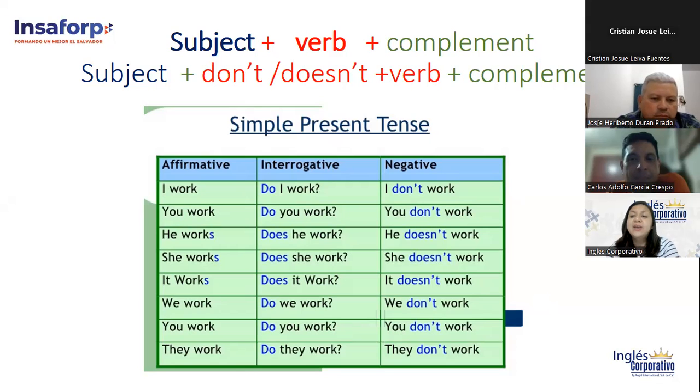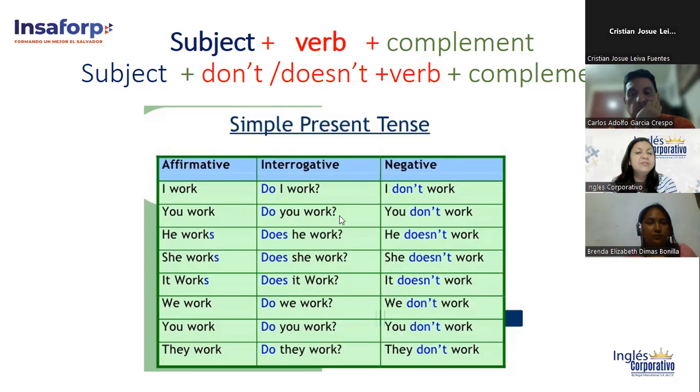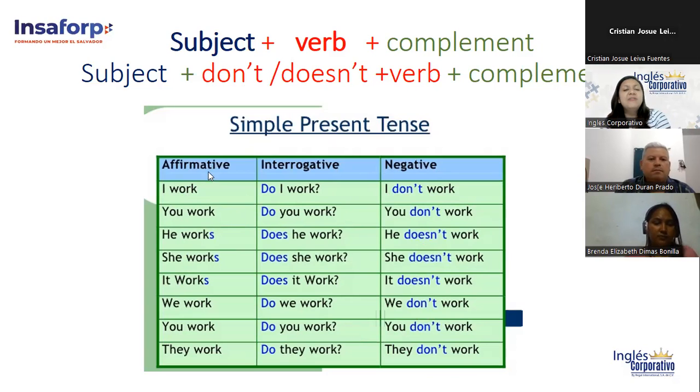Thank you, Christian. Okay, Heriberto, can you please read the negative ones? Negative. Okay: I don't work, you don't work, he doesn't work, she doesn't work, it doesn't work, we don't work, you don't work, they don't work. Exactly, thank you. So you see, affirmative, negative. Only with he, she, and it, in the affirmative form, we add S. In the negative form, we use the auxiliary doesn't plus the verb in its base form and complement.